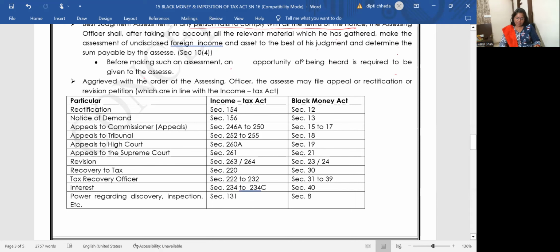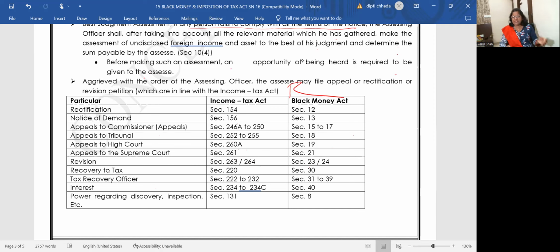ठीक है? Right. Now in the Black Money Act also you have all the other sections. Like here we have rectification 154, there 12, notice of demand. You remember 30 days time is given for demand and all. That is 13. Commissioner appeals 15, 16, 17. Tribunal 18. यहाँ पे 250 to 255. High Court 260A, here 19. Supreme Court 261, here 21. Revision 263, 264, here 23, 24. ये कुछ याद नहीं रहने वाला, but you should have an idea that in black money also they have this procedure. So just R for reading.